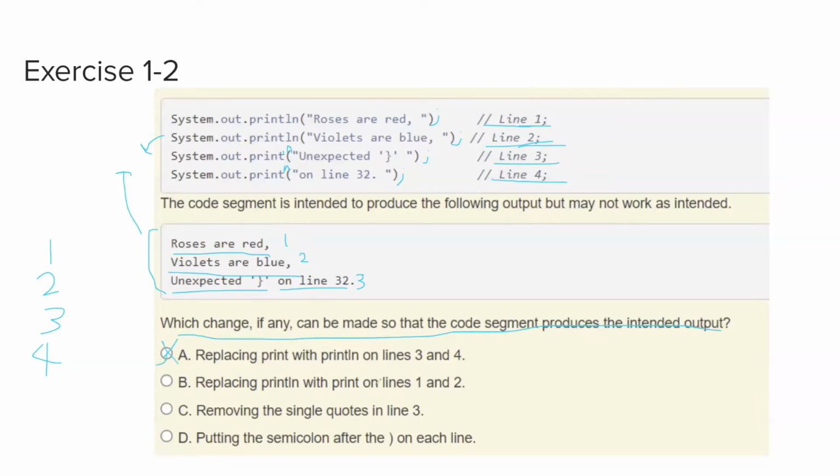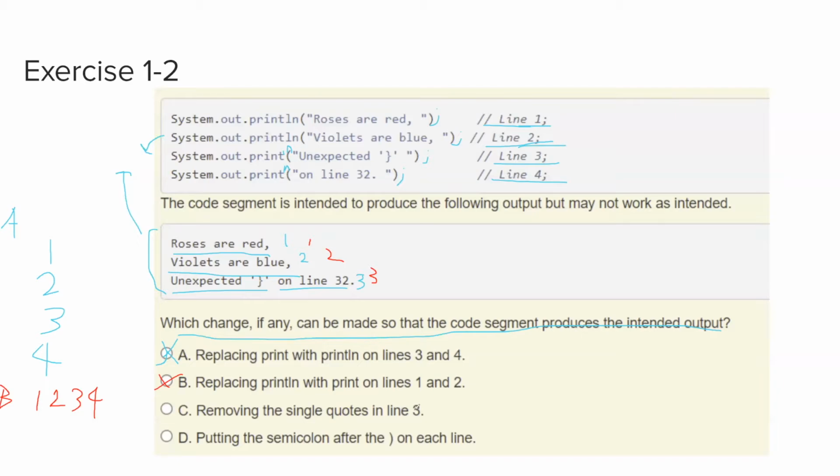Replacing println with print on line 3 and 4. Well, what happens? For B, it will be roses are red, violets are blue, unexpected, on line 32. It would be all on 1 line, but there are 3 lines. Remember, there are 3 lines. So B can't be correct either. Let's look at C. Removing the single quotes in line 3.